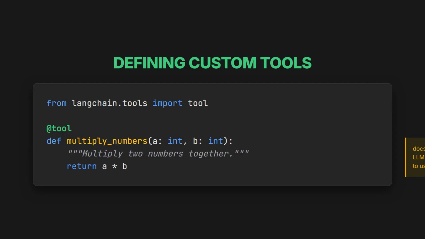But there's one catch, the docstring. This isn't just a comment. The LLM actually reads this text to understand what the tool does and when to use it. If your docstring is bad, the AI won't use your tool.